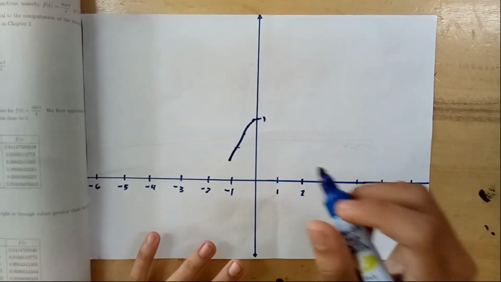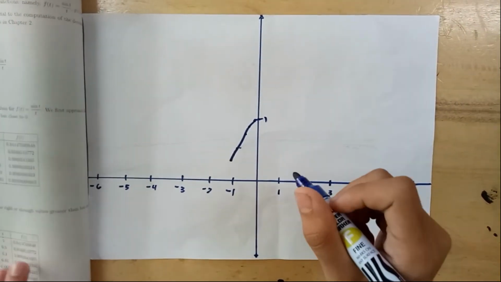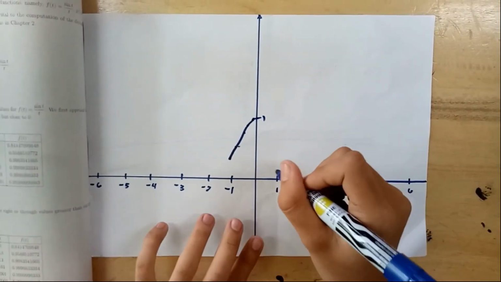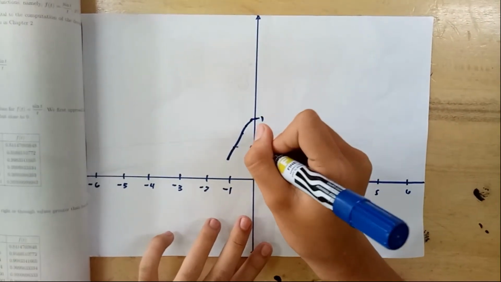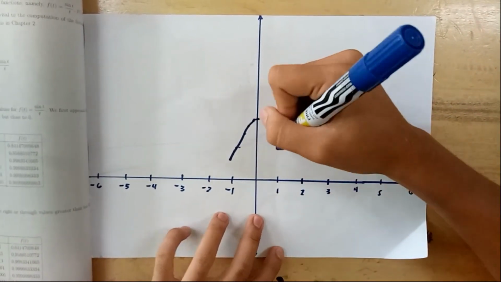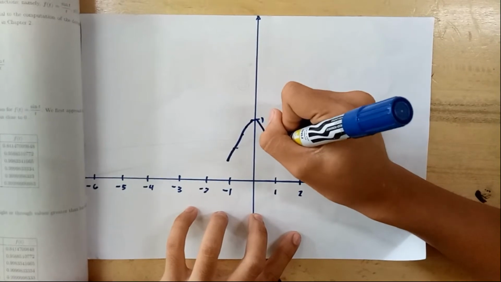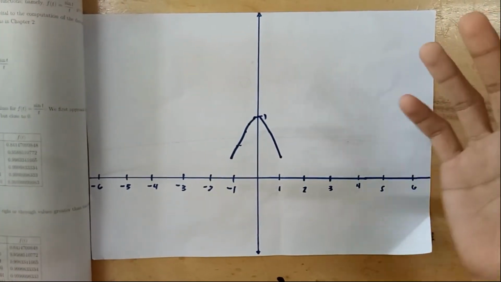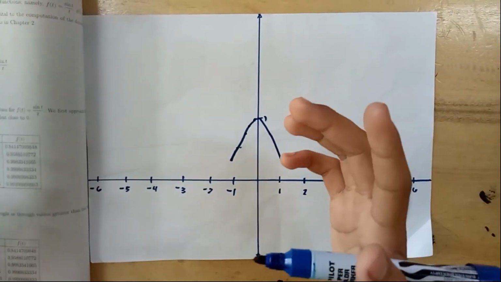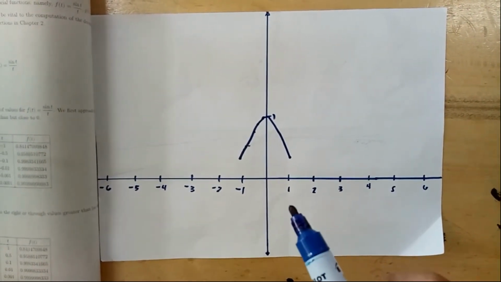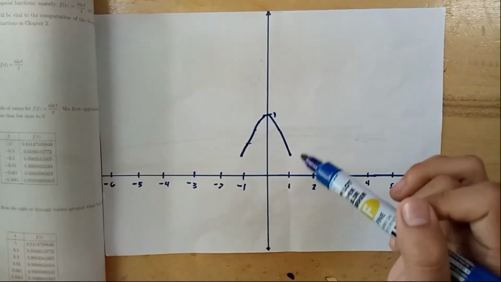So on the right, we assume that it is 1, same as the left. It is like the mirror of the left side, so the graph is like this. Therefore, the limit of sine t over t as t approaches 0 equals 1.